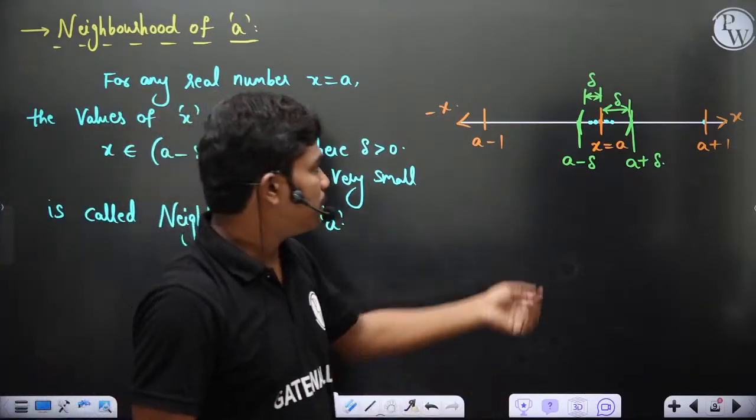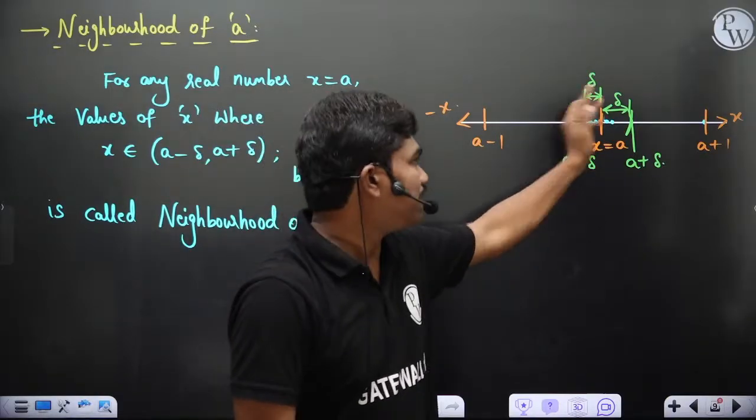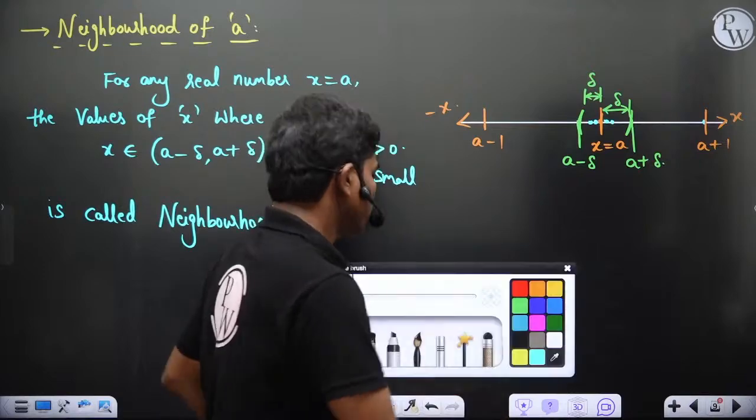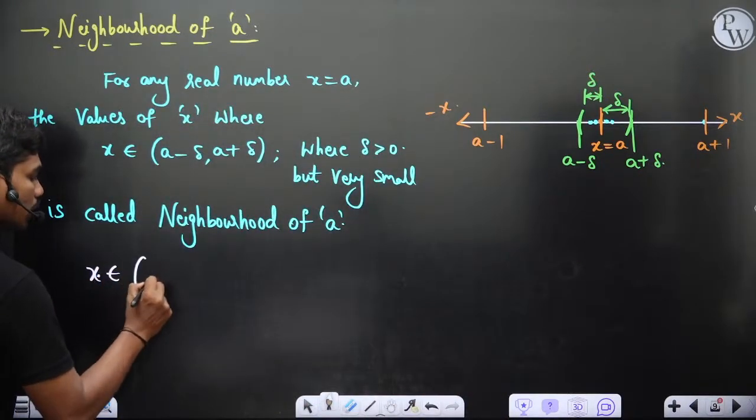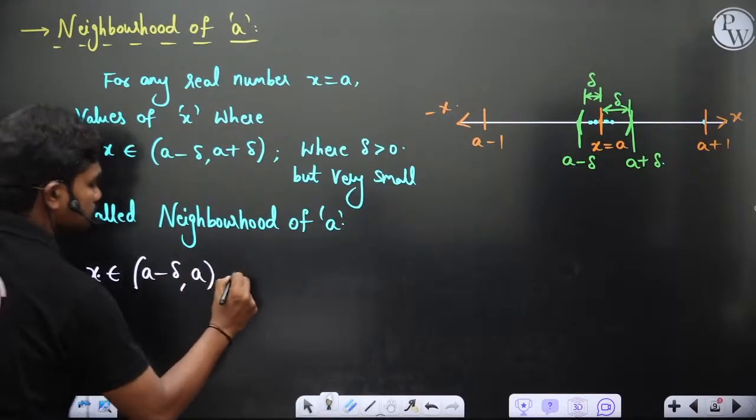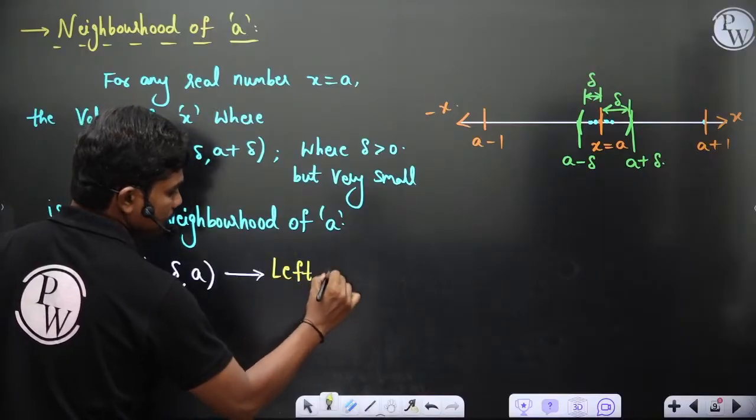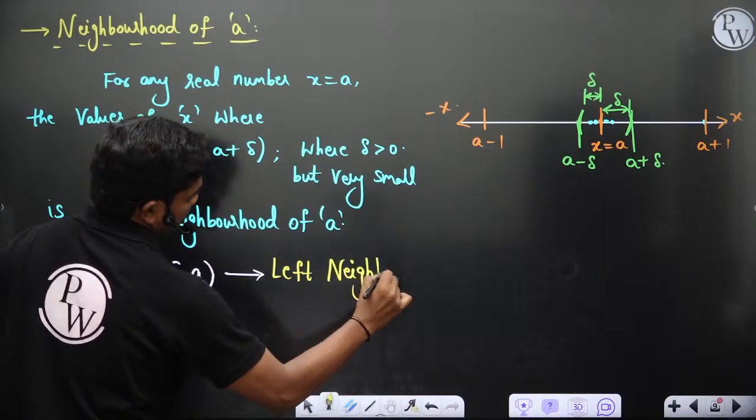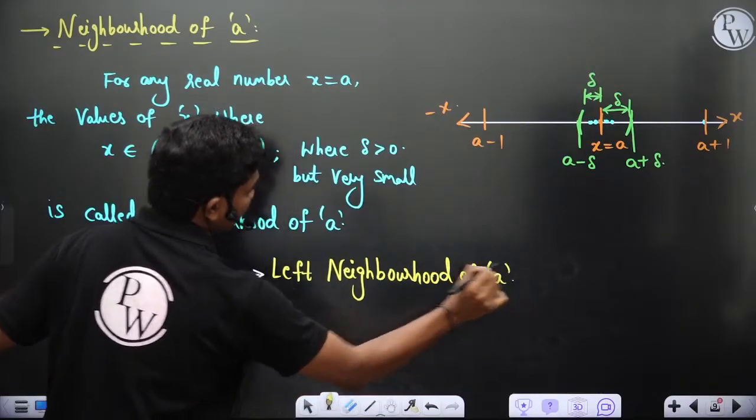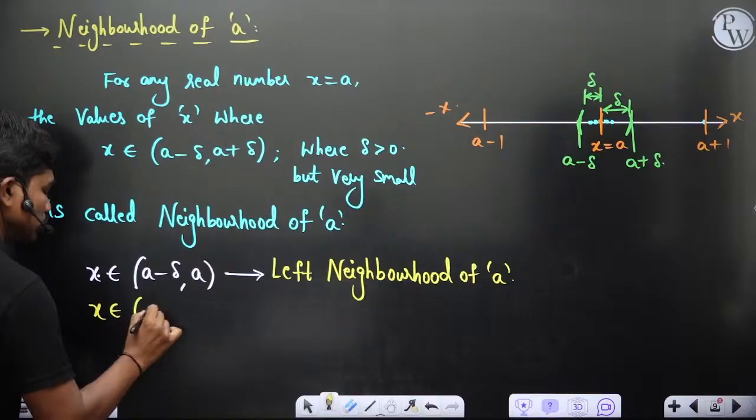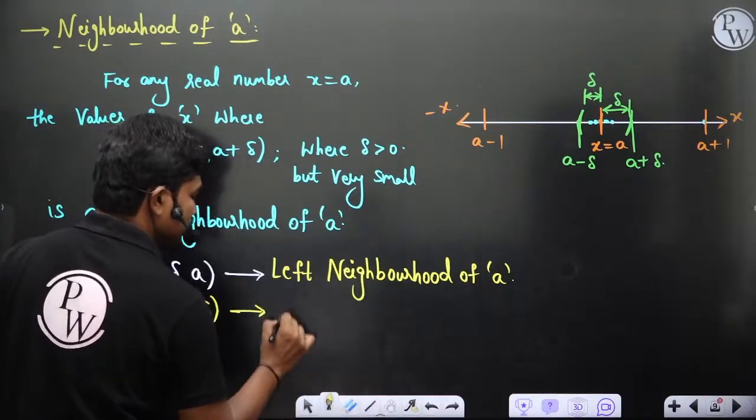Now the people to the left side of this a are called the left neighborhood, and the people to the right side of this a are called the right neighborhood. So you can say x belongs to a minus delta comma a, this is called the left neighborhood of a. Why am I teaching all these definitions, please be attentive. And x belongs to a comma a plus delta, this is called the right neighborhood of a.